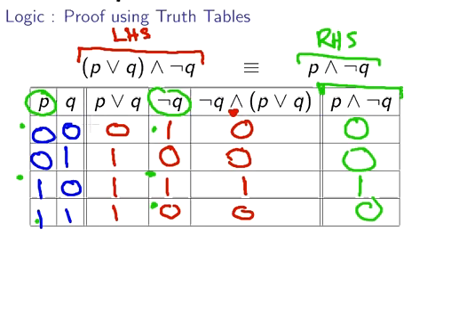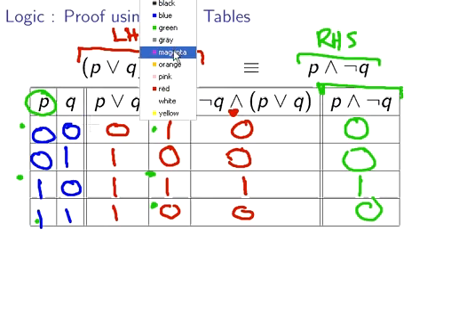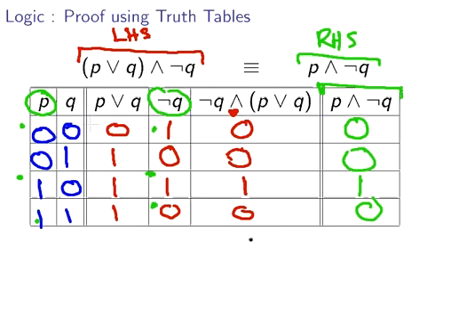Okay, so that's the left-hand side done and the right-hand side done. What we have to do at the end is just point out that this column here and this column here are identical to one another. So that means that the left-hand side is identical to the right-hand side, which is to say that they're equivalent. And that ends the presentation.